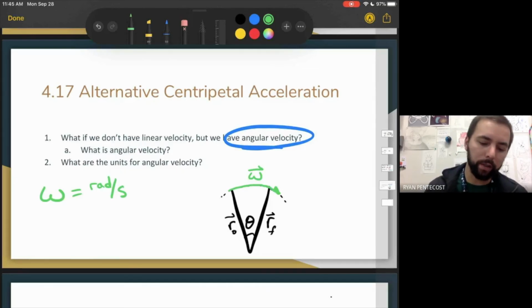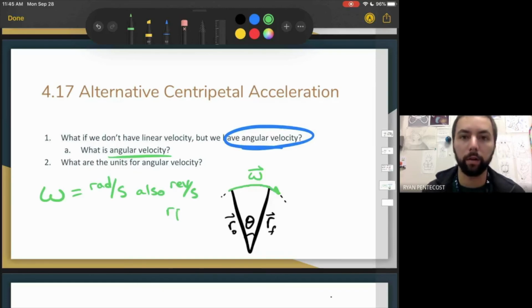But angular velocity, right? Angular velocity is radians per second. It can also be shown as revolutions per second, right? Or that is also in America commonly called RPMs. Revolutions per second, or I'm sorry, revolutions per minute is another possible unit that you can use. RPMs or revolutions per second. That's just saying revolutions per second, revolutions per minute. But that is what angular velocity is, right?